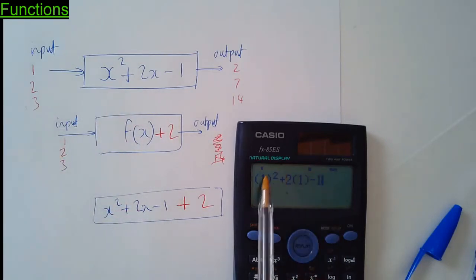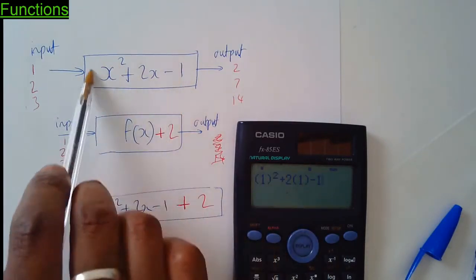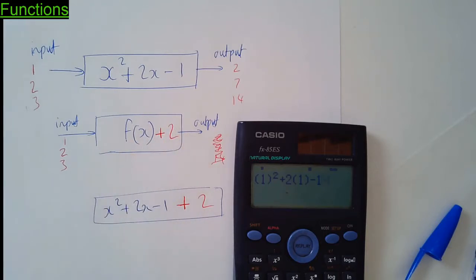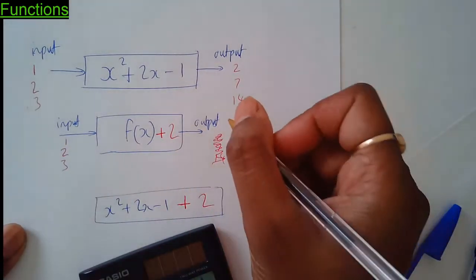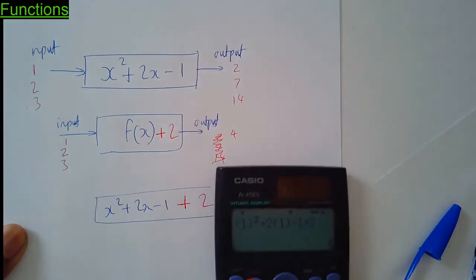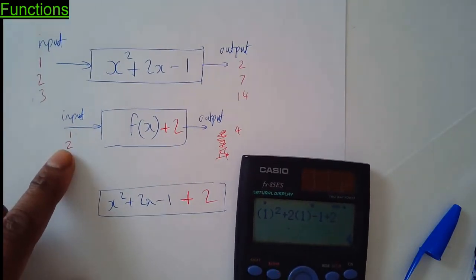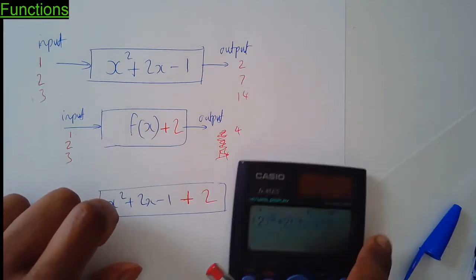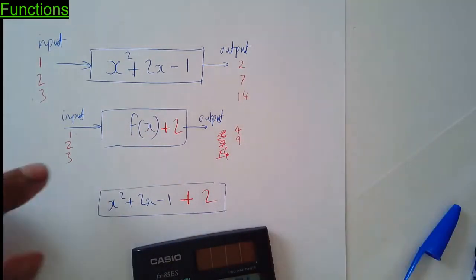Right, that's the original one. Remember, that's the original one. But now we're adding 2, this extra 2. So now plus 2. So when the input is 1, when x is 1, output is 4. What about the 2? So when the input is 2, i.e. when the x is 2, output is 9. Try 3.